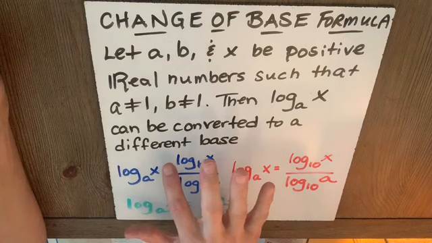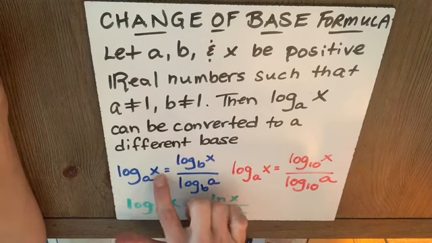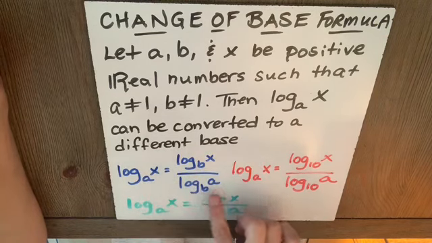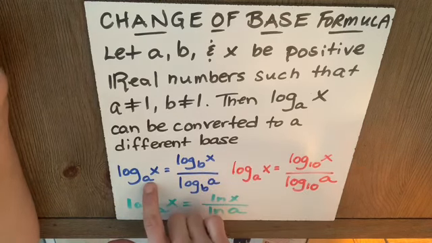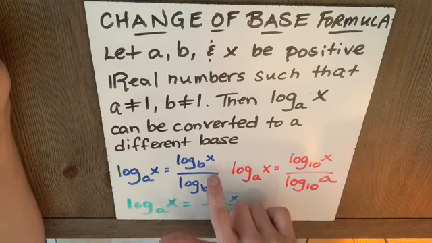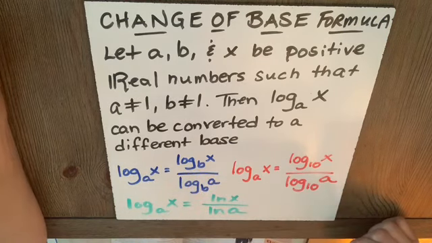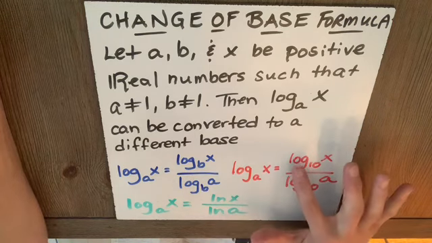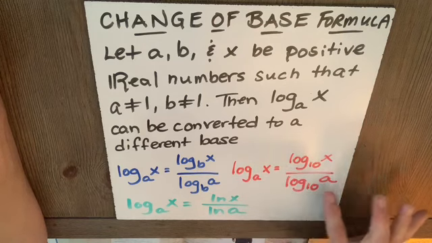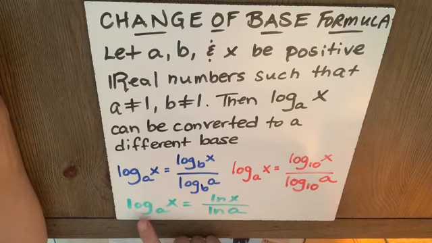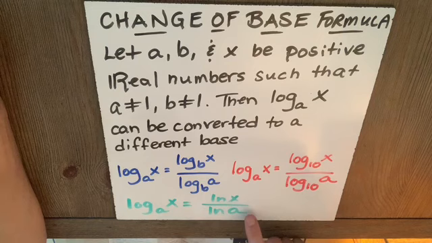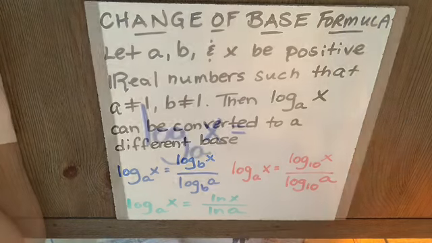Notice one log became two logs, and x went north and the base a went south. X was the argument, it remains the argument. A was the base, it became the argument, and we have a different base b. Now, if b were to be 10, the common log, we'd say log base a of x is log 10 of x over log 10 of a. And if the base we wanted to convert to was e, 2.71828, which is the natural log, we'd say log base a of x is natural log of x over natural log of a.